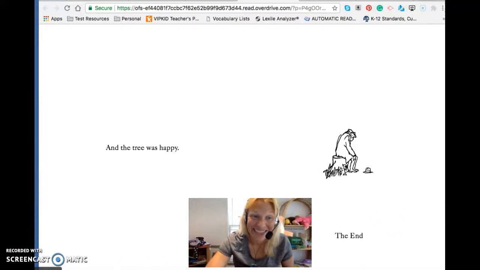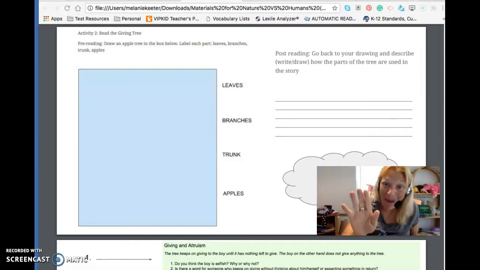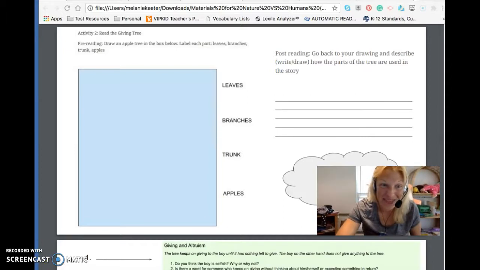The end. So now I want you to go back and complete the post-reading activity. What did the boy use all of the different parts of the tree for? Pause, label, draw, or write about them.